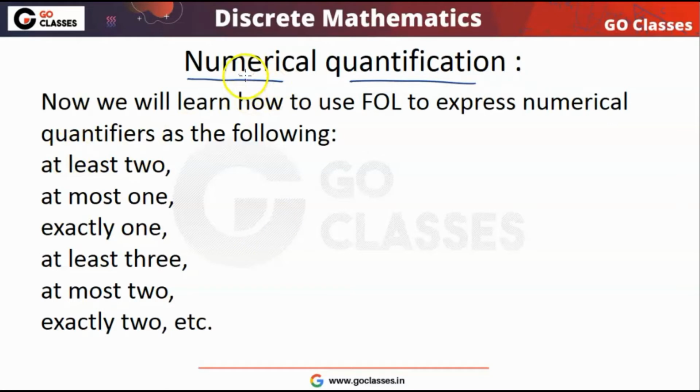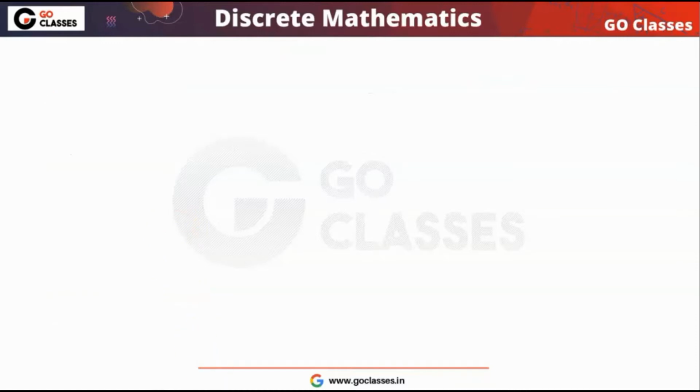Numerical quantification means statements like there are at least two objects, there are at most two objects, there is exactly one object, at least three objects, at most two, exactly two. This type of statements, how can we convert into first order logic? Okay, so let's see one by one. Let me give you a little bit of an overview of what we have seen. This type of statement we have seen how to convert into first order logic.